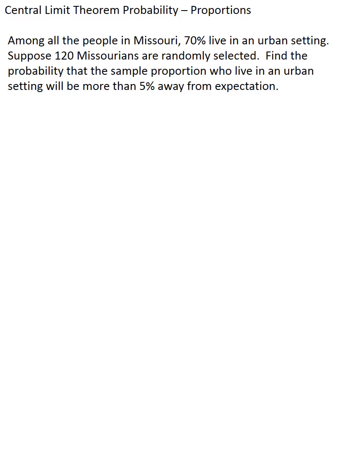So in Missouri, 70% of the residents live in an urban setting. If we were to pick 120 residents from Missouri at random, how likely is it that our sample proportion, in other words, the proportion of our sample who lives in an urban setting, would be more than 5% away from expectation, meaning more than 5% away from 70%?